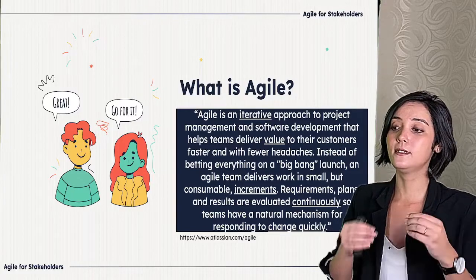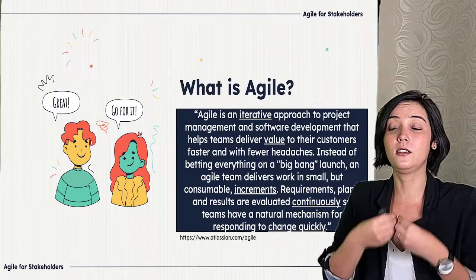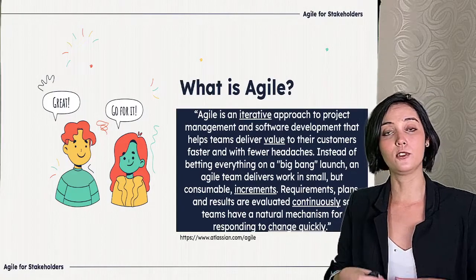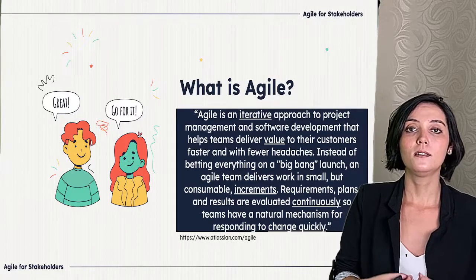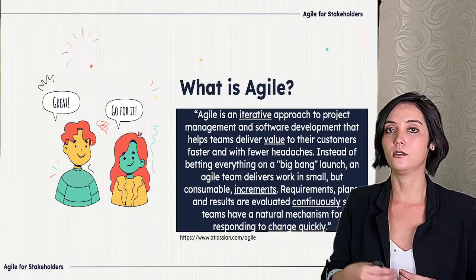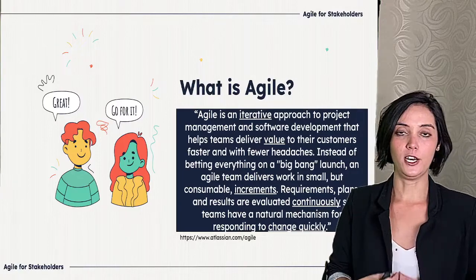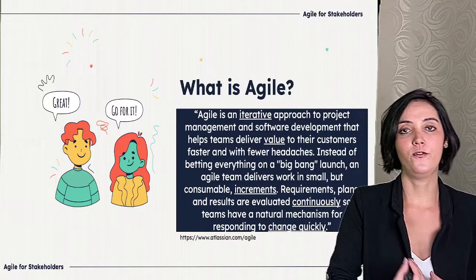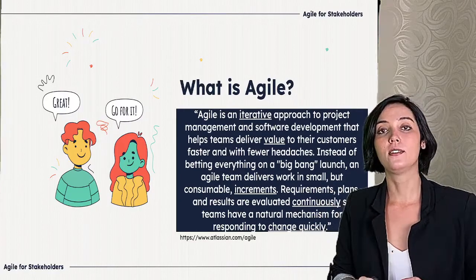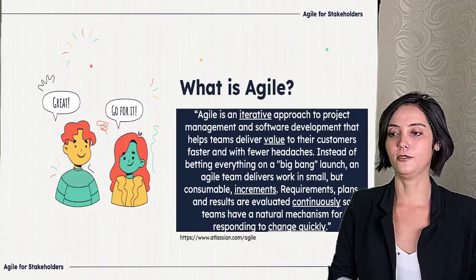So requirements, plans, and results are evaluated continuously. So teams have a natural mechanism for responding to change quickly. What does it mean? Being agile is not just to deliver the product or the software faster. It's about responding quickly to change and delivering value faster. Okay? So the underlying words here, we are going to see them again following this section.